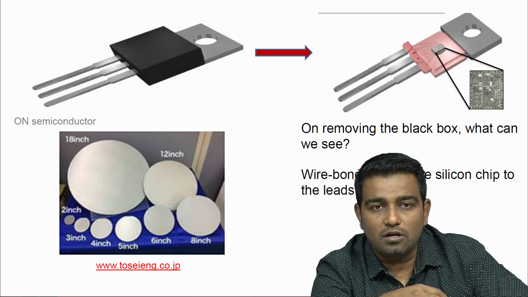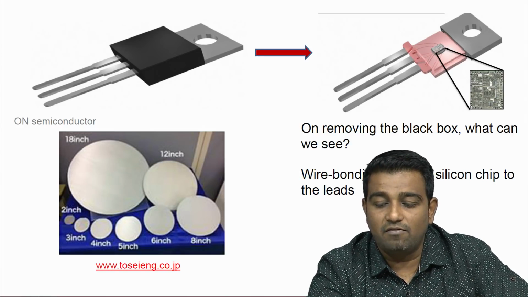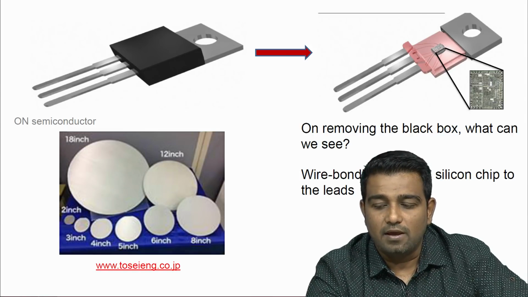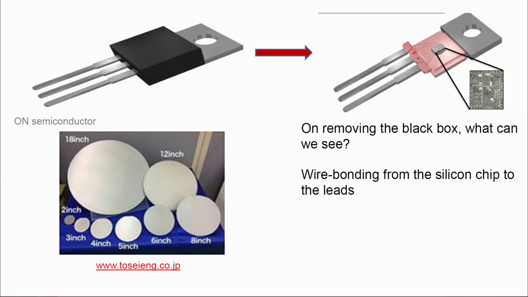And when we talk about an IC, when we open this case, like I said, we will find a chip, this silicon chip. Within the silicon chip, on the top right of the screen, what you see is that there are a lot of circuits integrated on this silicon chip, and wire bonding is used to bond the contacts from the silicon chip to the leads.